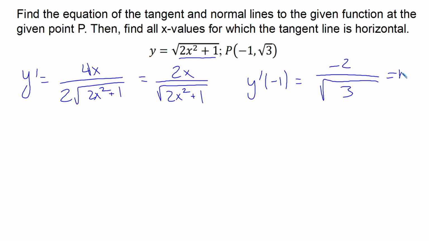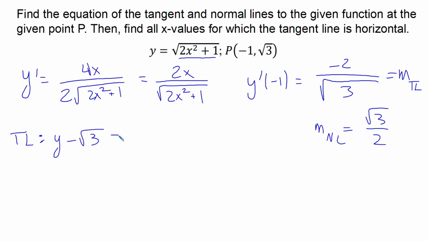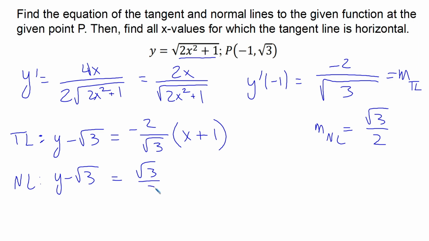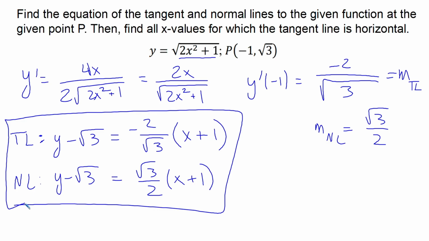Right? And that's the slope of our tangent line, which means that the slope of our normal line is just going to be the opposite reciprocal of that, positive root 3 over 2. So as we write those two equations, the tangent line will be y minus our y value of root 3 equals -2 over root 3 times x minus -1, which would just be x plus 1. And then our normal line will be y minus root 3 equals positive root 3 over 2 times that same x plus 1, using that same point, just with the normal line slope.